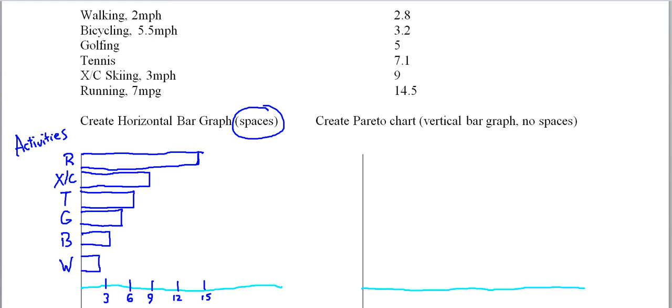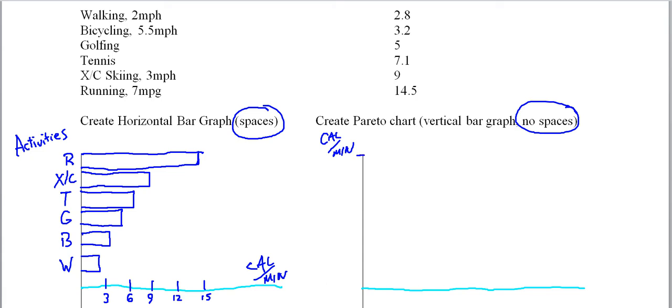And now this Pareto chart, which is a vertical bar graph with no spaces between the bars, is going to make you think of a histogram, except that on the x-axis, instead of having a range of data values, we're going to have those categories. And I'm going to start high to low here. It might be easier to see from the y-axis, which in this case is our calories per minute, which I should have labeled here on my axis, calories per minute. Let me do that so I don't forget.